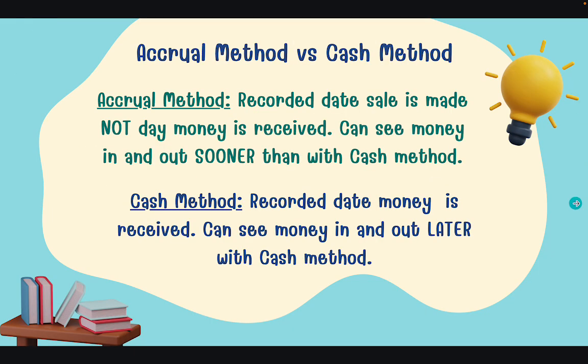There are two main methods of accounting that are used. One is the accrual method, generally used by larger companies, and the cash method, generally used by smaller companies. The accrual method is going to record the date that a sale is made, not the day the money is received. So that means that you can see money coming in and out using the accrual method sooner than with the cash method. The cash method, contrarily, is going to record everything the date the money is actually received. So you're going to see the money coming in and out later with the cash method.